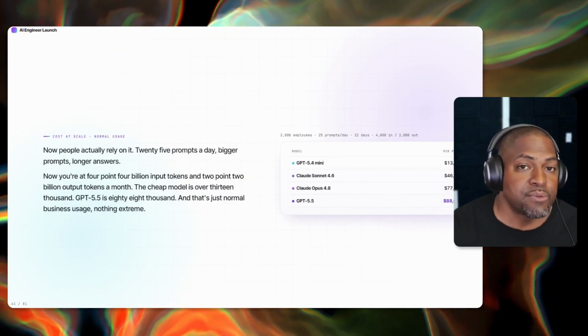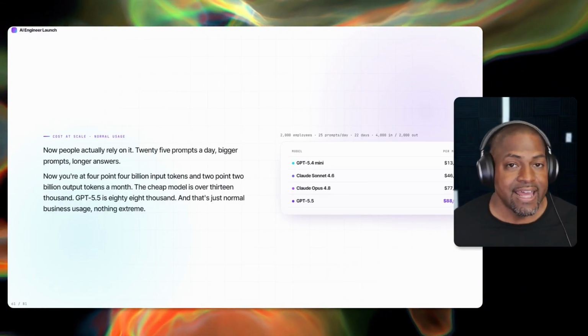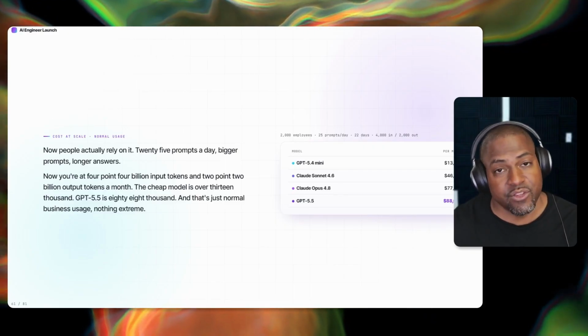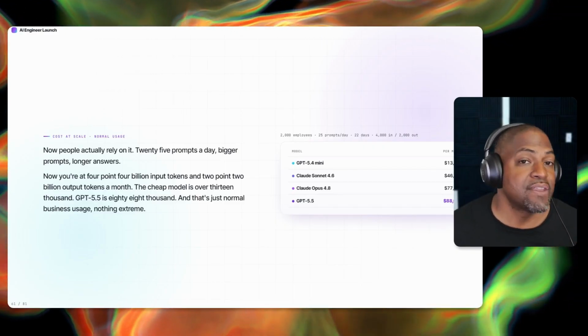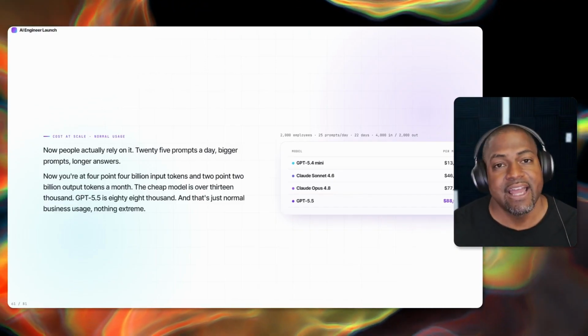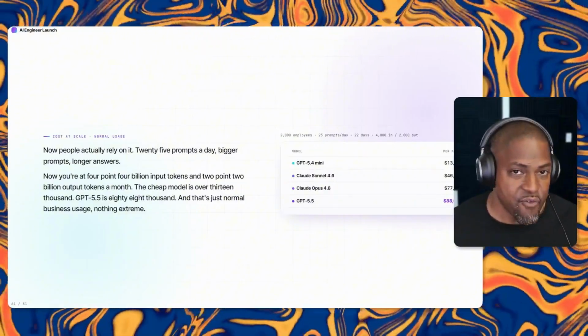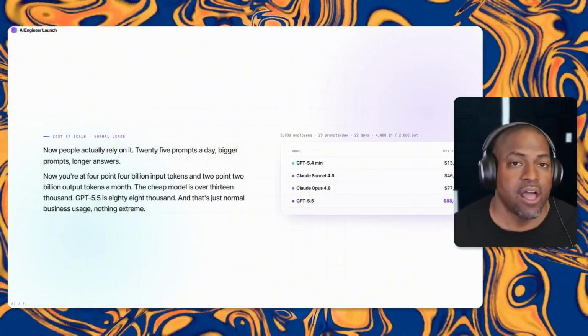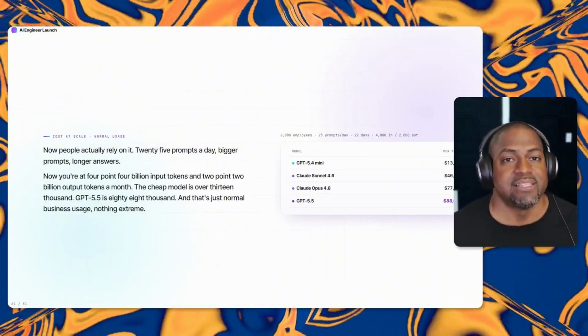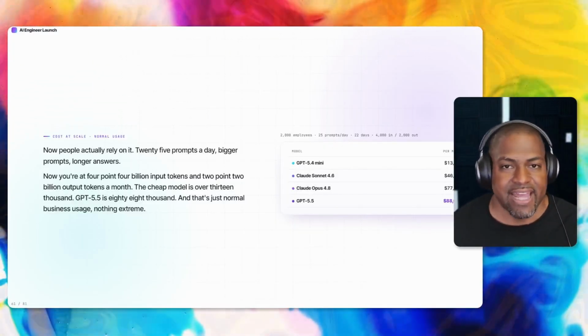So now 2,000 employees times 25 prompts per day times 22 days, that's 4,000 in, 2,000 out tokens. Monthly cost: GPT 5.4 mini is $13,200. Claude Sonnet 4.6 is $46,200. Claude Opus 4.8, that's $77,000. And GPT 5.5, that's $88,000.